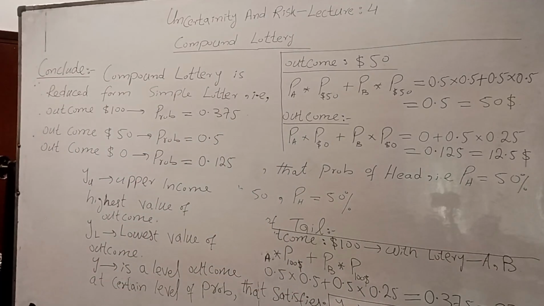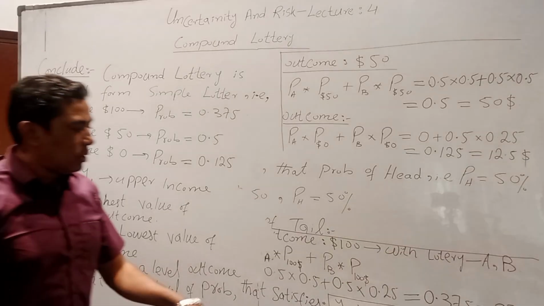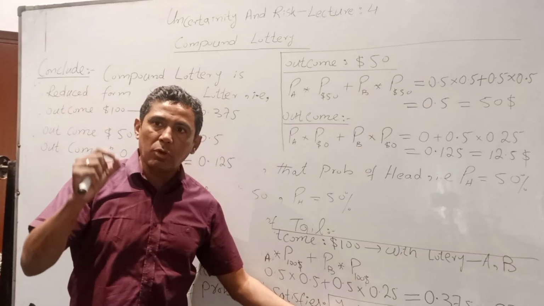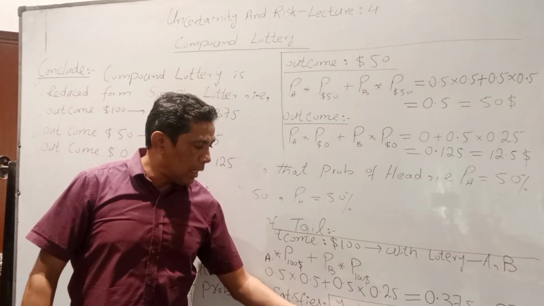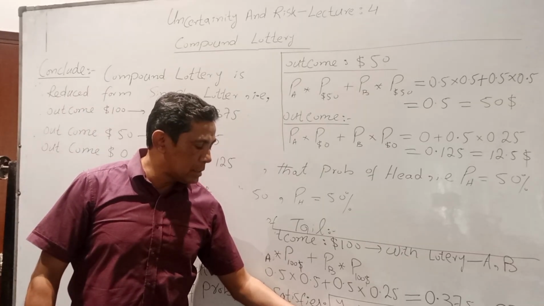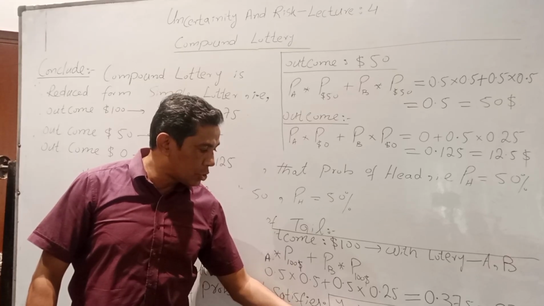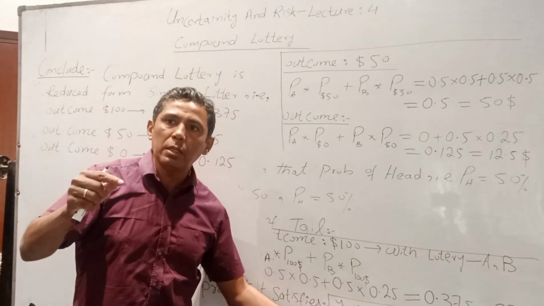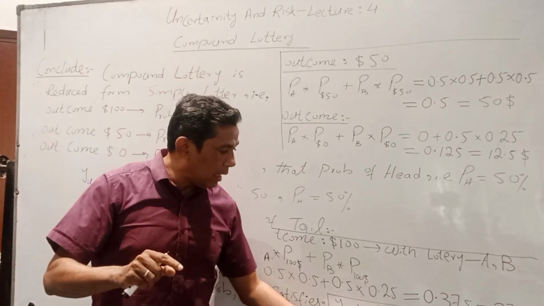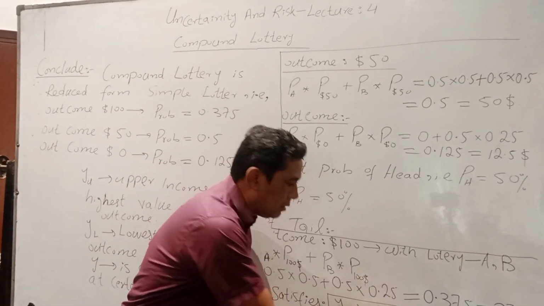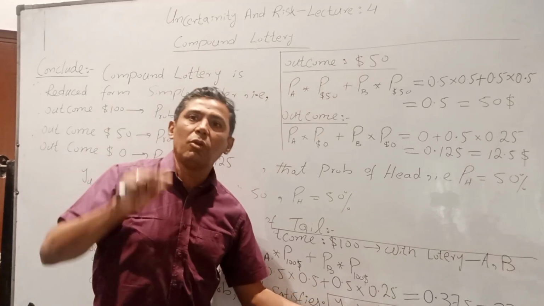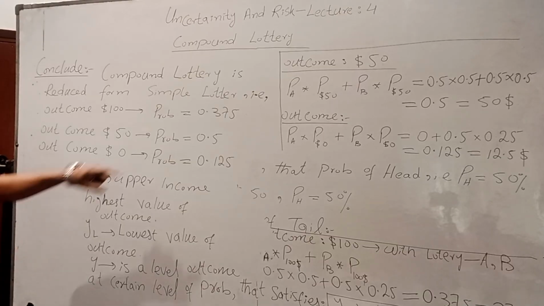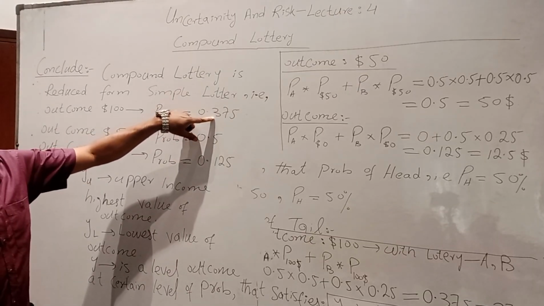Okay, we have discussed there is one level of outcome at a certain level of probability that will be at most equal to the upper level of outcome or less than, and that will be at least equal to the lower level of outcome. Clear? So the same kind of thing you can apply here. That is the probability in case of both lotteries.